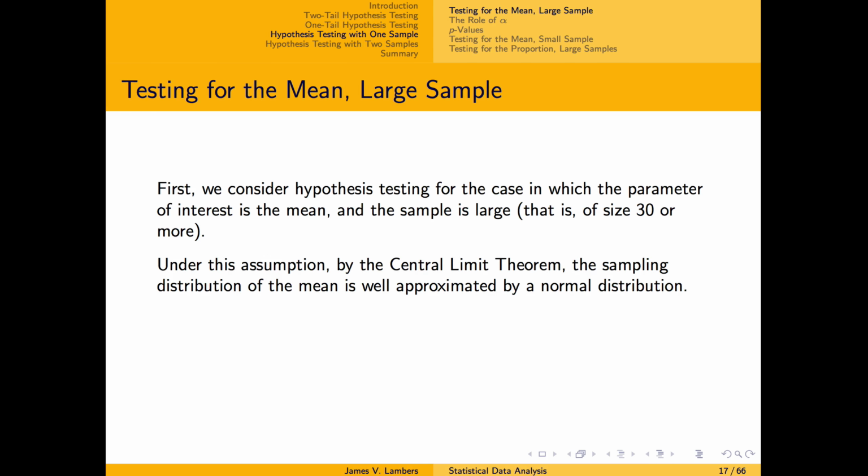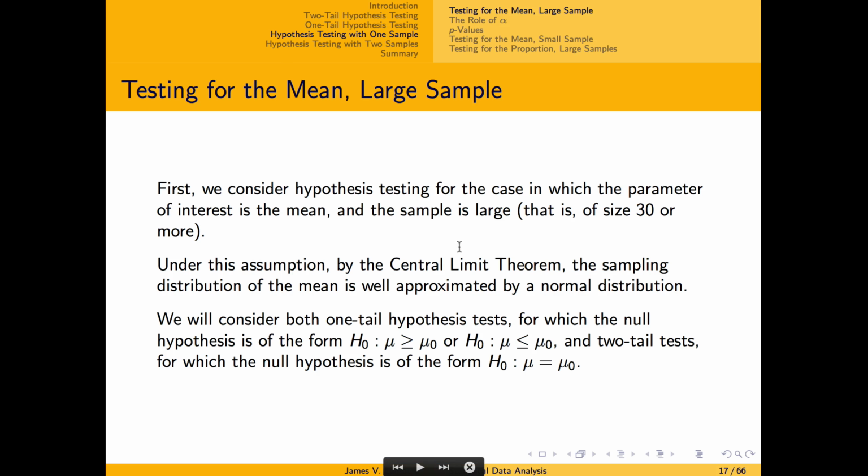This assumption allows us to use the central limit theorem, which tells us that the sampling distribution of a mean approximately follows a normal distribution. We will consider one-tailed tests, for which the null hypothesis is either h0, mu is greater than or equal to, or less than or equal to mu0, and two-tailed tests, for which the null hypothesis is mu equal to mu0.